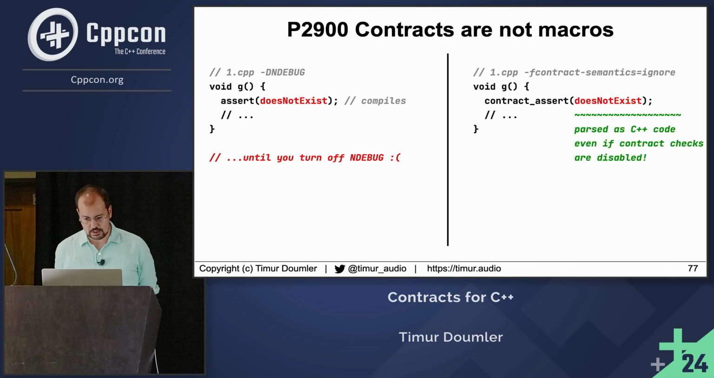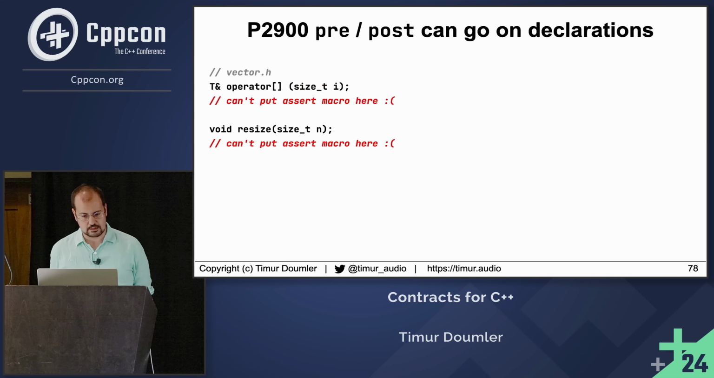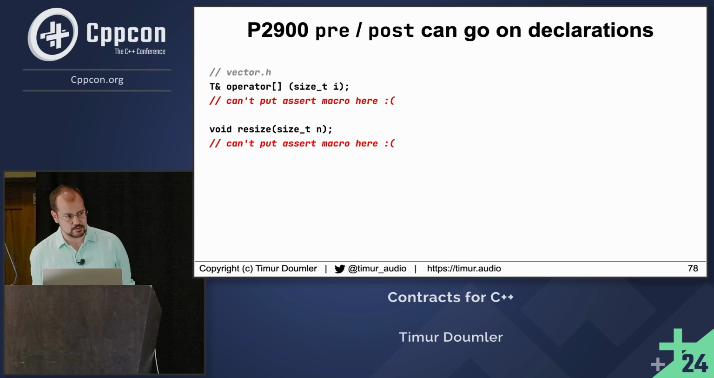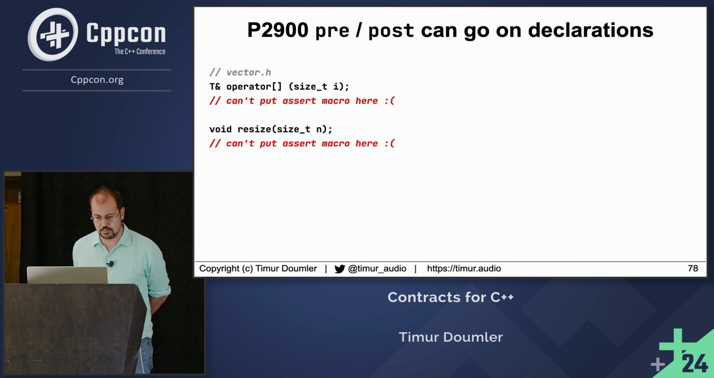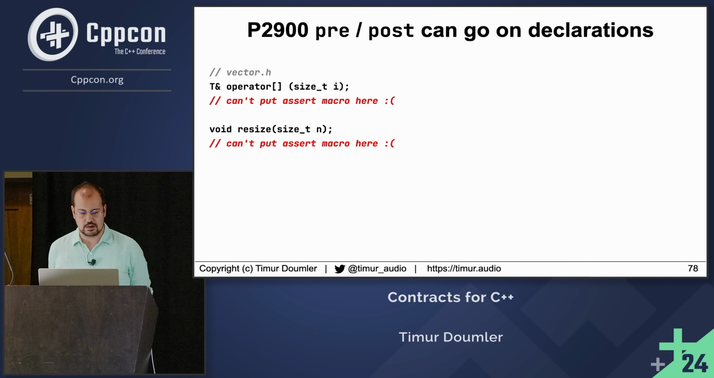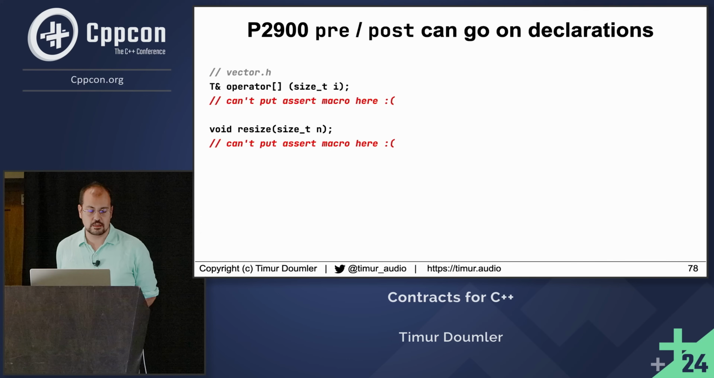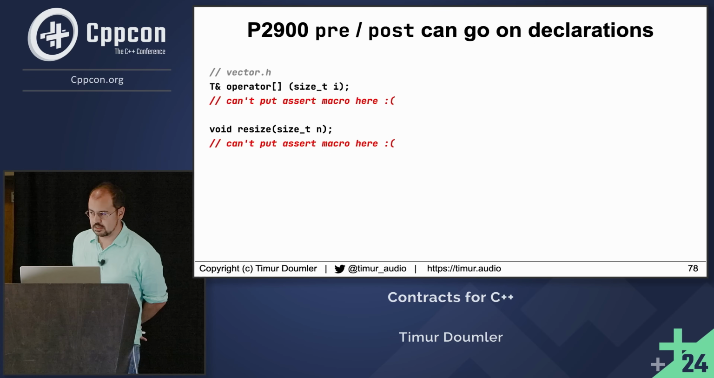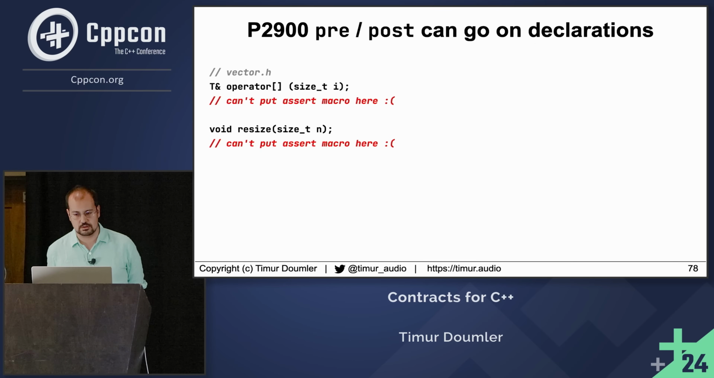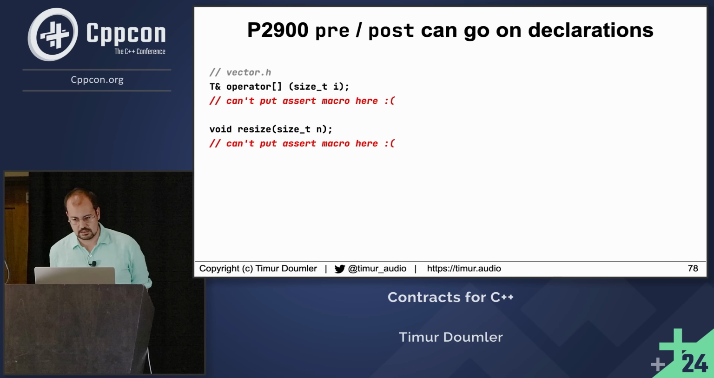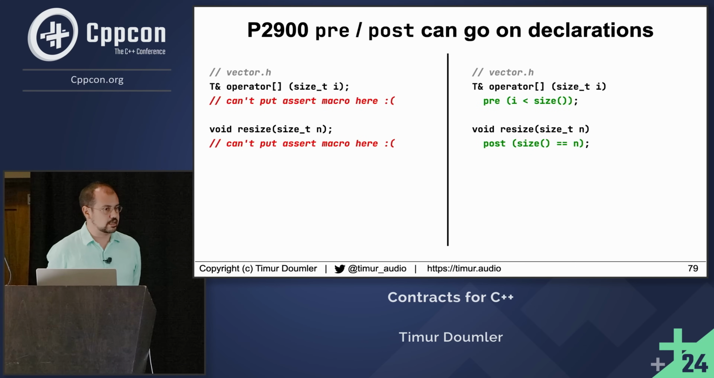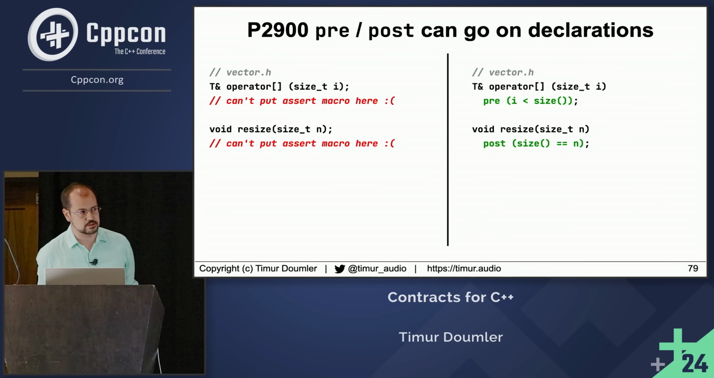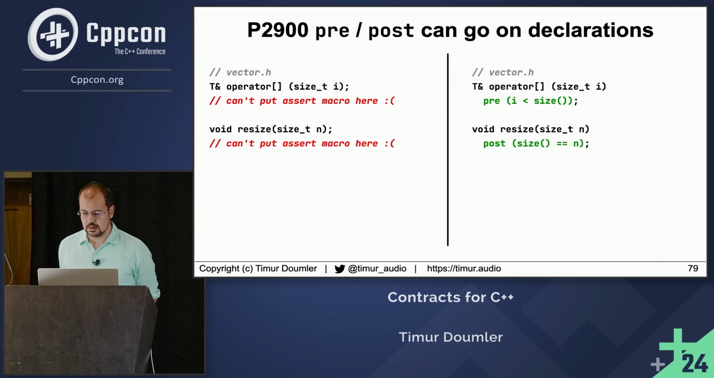Another thing that you can't really do with macros is you can't put them on declarations, right? You can only put macros into a function body, but you kind of really want to put them on declarations because you want to tell the user, maybe in a header file, these are the pre and post conditions of the function, and the user shouldn't have to read the implementation in order to see that. And well, with P2100 contracts, you can put pre and post on a declaration. That's the whole point of pre and post, that you put them on a function declaration.